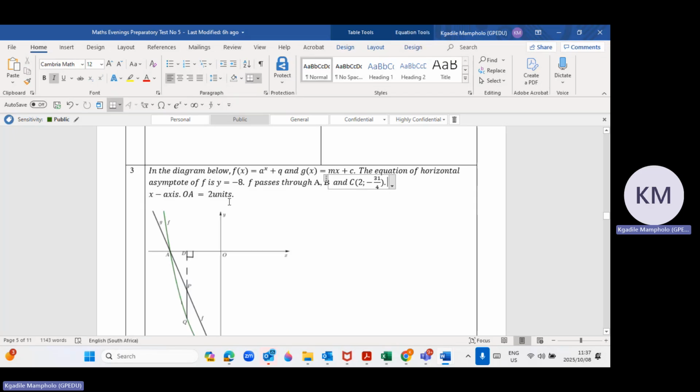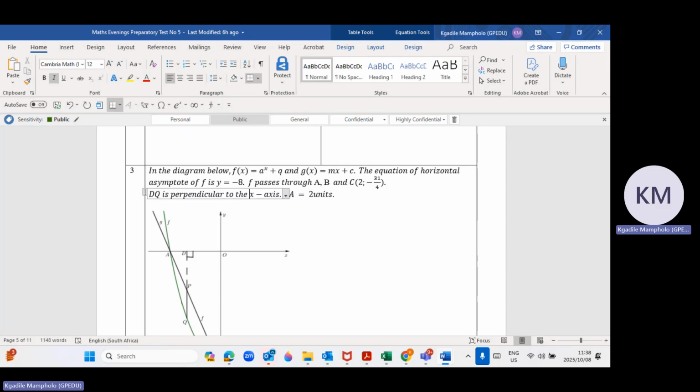Now, let's put it here. Okay. Now, let's read the statement again. In the diagram below, f of x equals a to the power x plus q, and g of x will be mx plus c. The equation of the horizontal asymptote of f is y equals minus 8. f passes through A, B, and C. And the coordinates of T are 2 and minus 31 over 4. DQ is perpendicular to the x-axis.